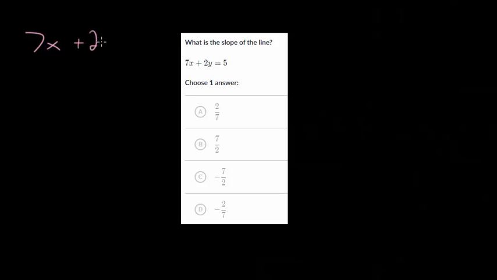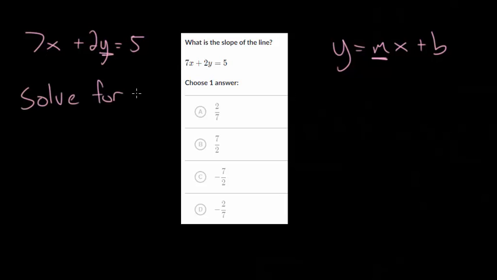So 7x plus 2y equals 5. We want to put this into slope-intercept form so that we can figure out what the coefficient on x is. So essentially, we need to solve for y. And this always works. You can always just solve for y, and then whatever the coefficient on x is, the number multiplied by x, that's your slope. So this always works, though, like the question above, sometimes you can use point-slope.